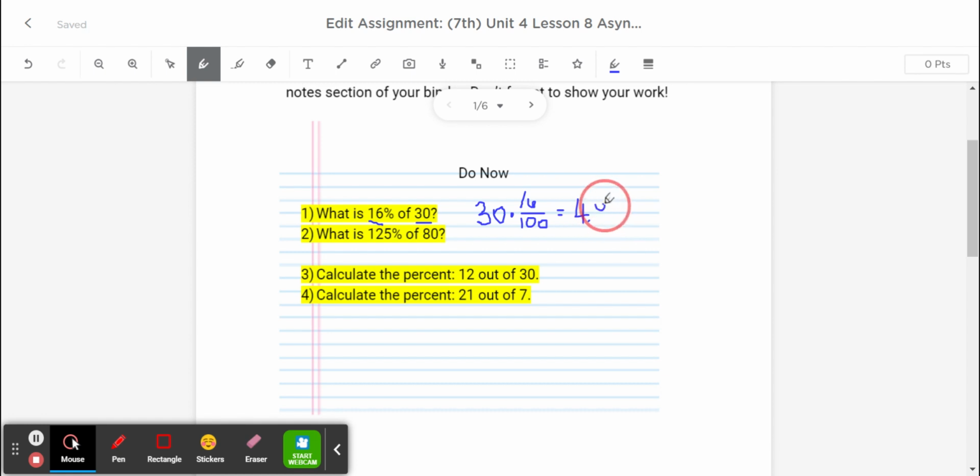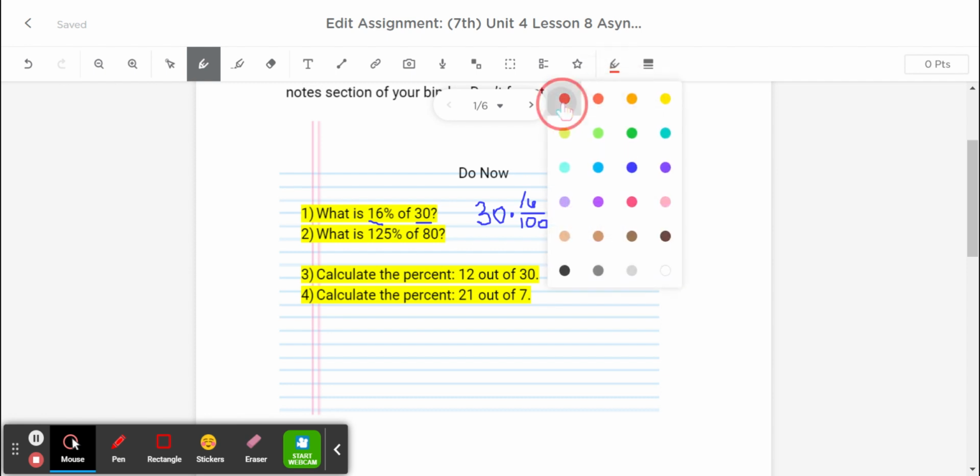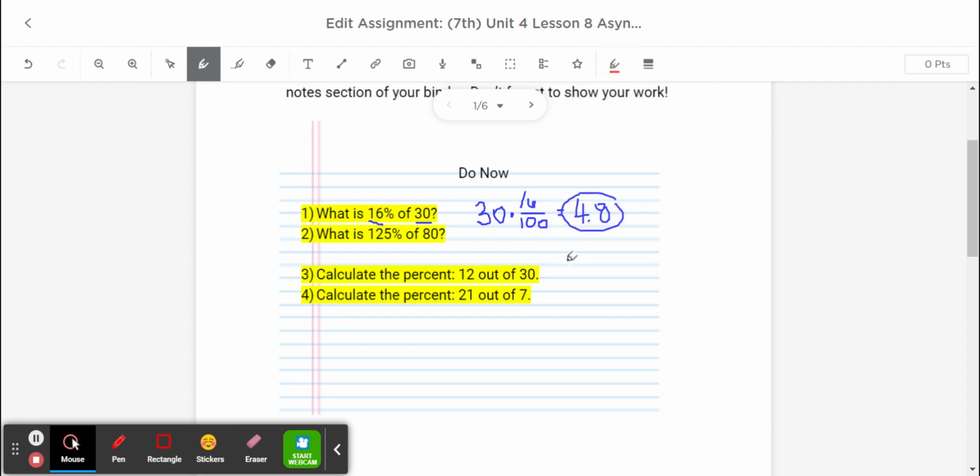Now, questions 3 and 4 are a little bit different because this time I know what the part is and I know what the whole is, and I'm calculating the percent. If I'm looking for 12 out of 30, I'll simply divide 12 by 30. That gives me a decimal, and so to convert into a percent, I need to multiply times 100. 12 divided by 30 times 100 is equal to 40. And so my final answer is 40%.